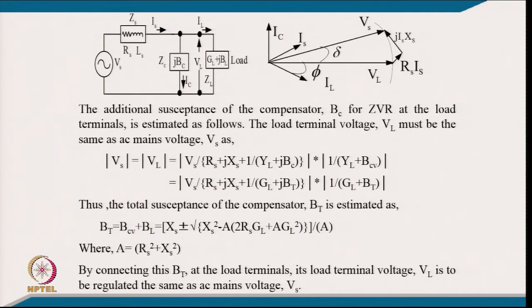So, this will make this voltage equivalent to this. From this equation you can derive it: you can keep it equal to 0 and then you can find out the root corresponding to the value of Bt from here, because Bt is the only unknown in this relation. So, once you keep it equal to 0, you can find out this root from there. So, by compensating this Bt at the load terminal, its terminal voltage VL is regulated to be the same as the AC mains voltage line.